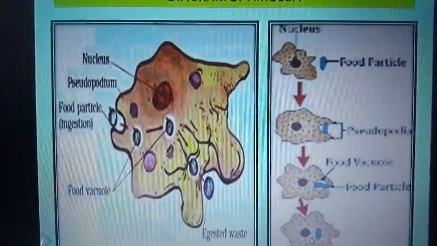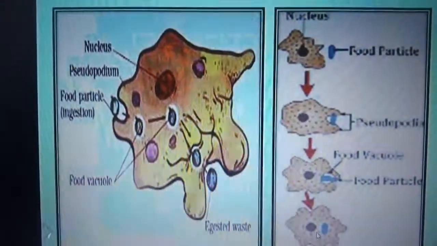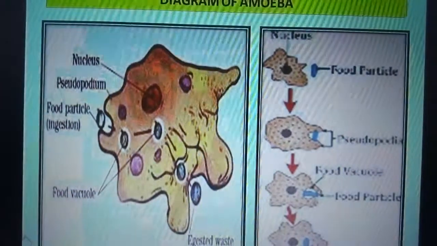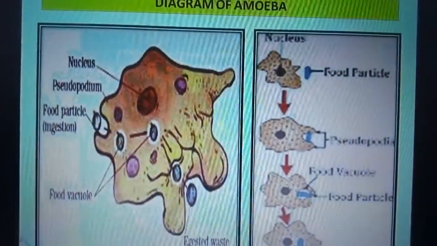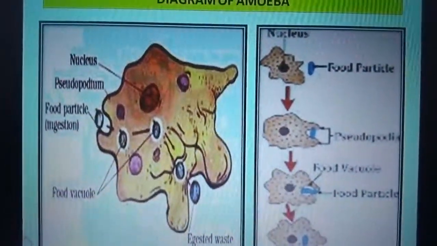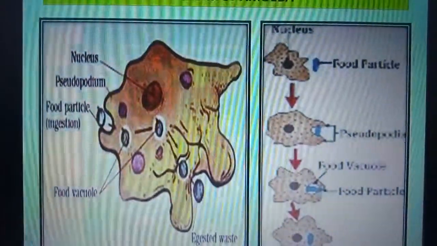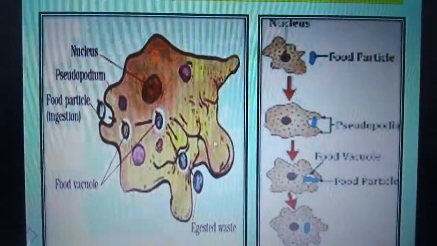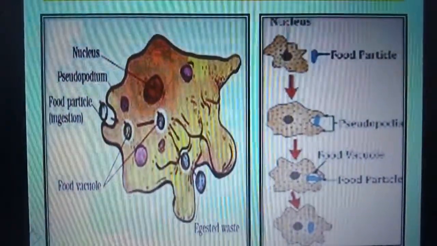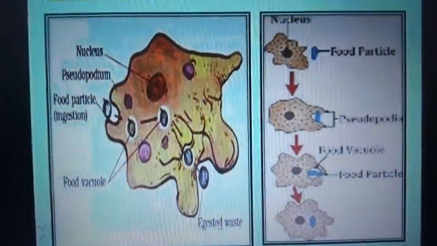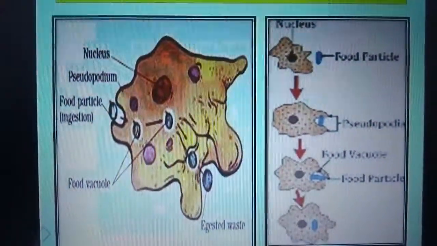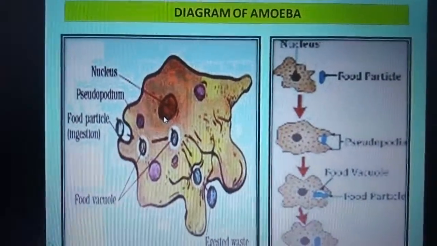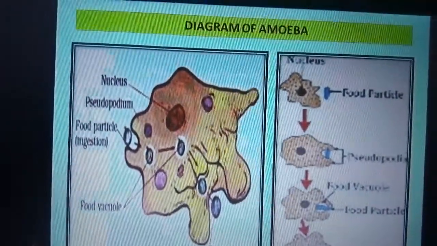Now, when a considerable amount of undigested food collects inside the amoeba, its cell membrane suddenly ruptures at some place, and this undigested food is thrown out from the body. You can see here it is written digested waste. So this is how the amoeba removes the waste out of its body.